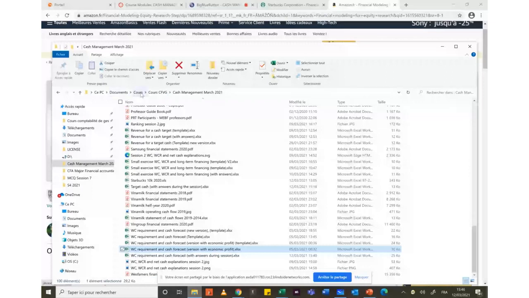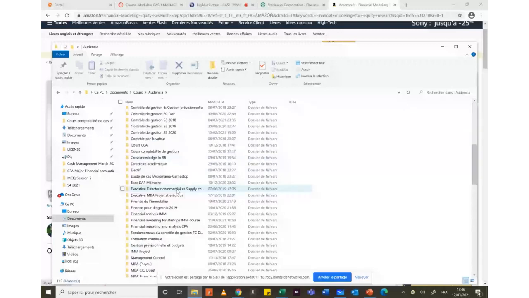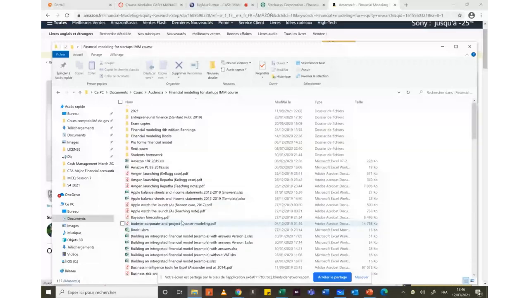Financial modeling, where is the financial modeling? Okay, and I put here, no, here is Benninger. Entrepreneurial finance is another one. Maybe in the books. In the books, I have the Excel file. So they created for one company, big company. It's a transport company, I think.